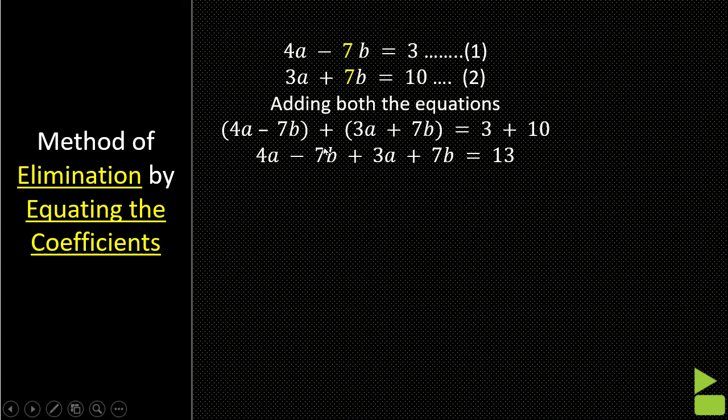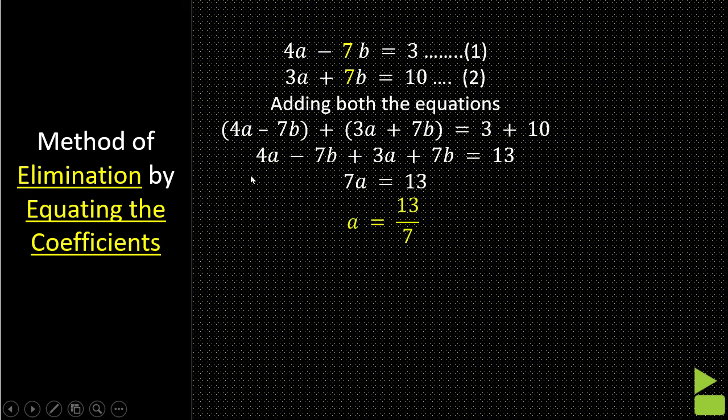If we are adding the equations, signs are not changing, and automatically 7b cancels. That means whenever the coefficients are the same and signs are different, we have to add the equations. The sign should not be changed, and automatically the variable is eliminated. Now this is a linear equation in one variable because b is cancelled and only a remains in the equation. So only one equation is sufficient to get the value of this variable. Now if we find a, a should be 13 by 7.